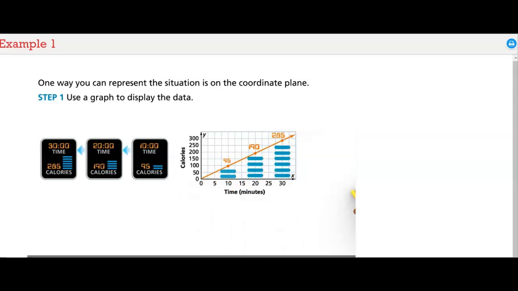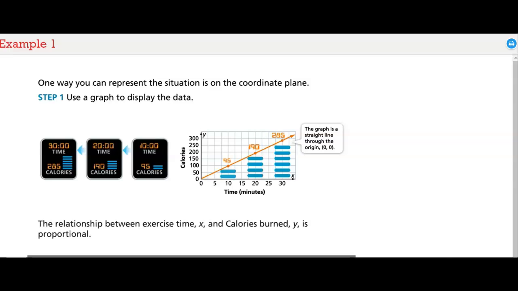Draw a line through the points. The graph is a straight line through the origin. The relationship between exercise time, x, and calories burned, y, is proportional.